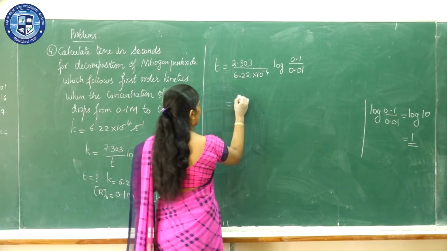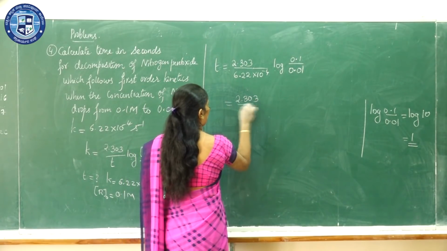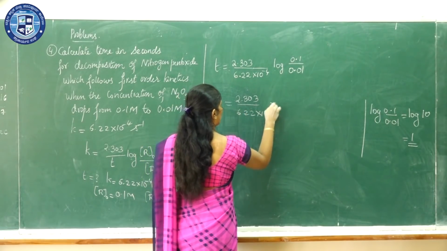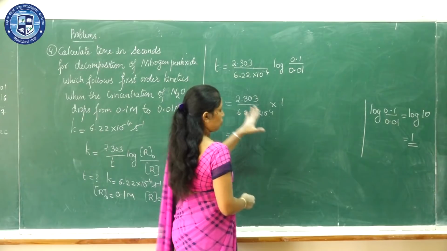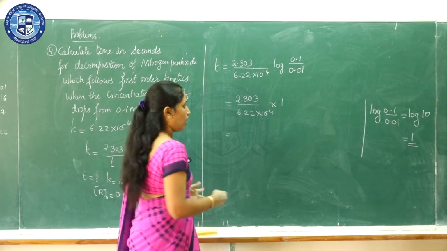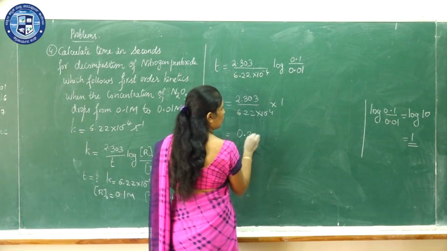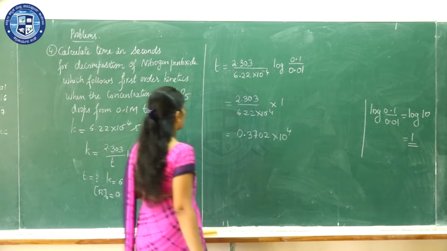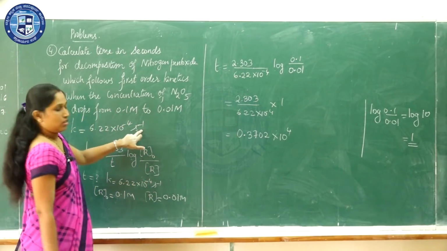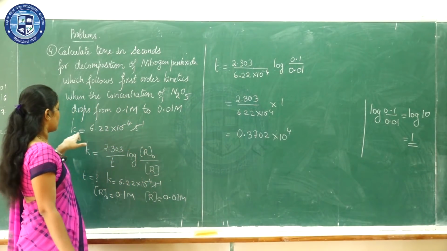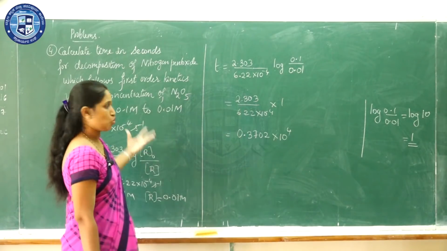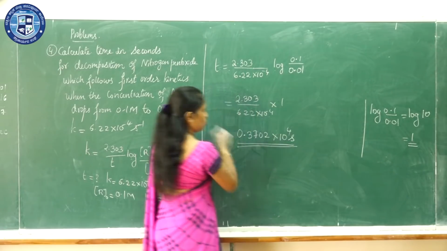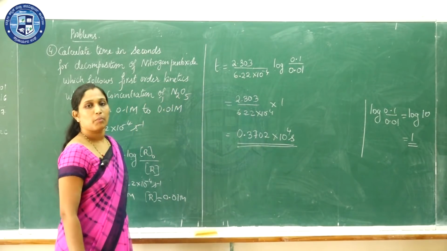So, directly I will substitute it here, 2.303 divided by 6.22 into 10 to the power of minus 4 into 1. So, if you can easily simplify this, answer comes out to be 0.3702 into 10 to the power 4. See, what is the unit here? From this we will be writing this. See, K is given in second inverse. So, what should be the unit of T? It should be second. So, this completes the problem.